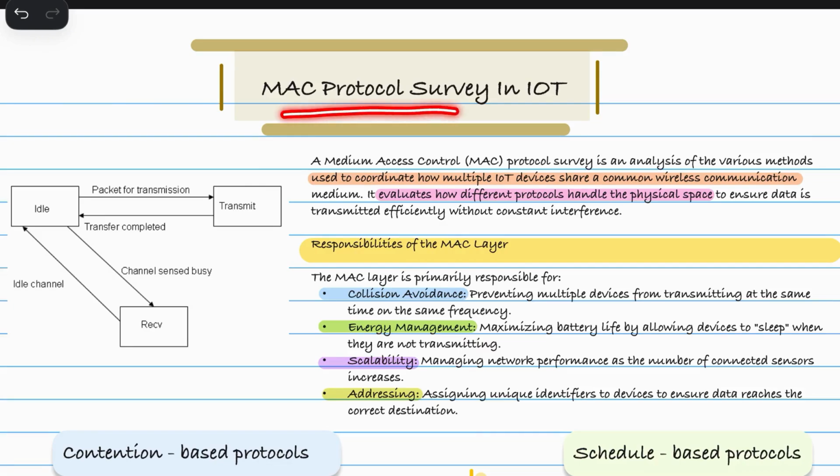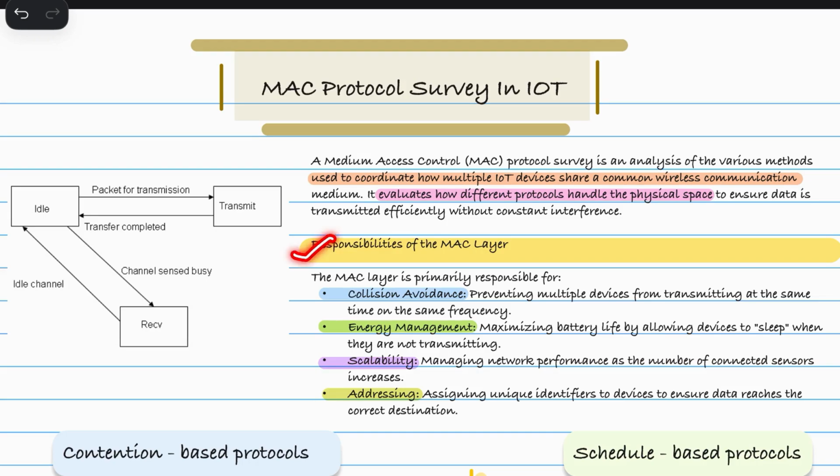So what is a MAC protocol survey? It is an evolution of how different rules manage our shared wireless space. Think of the airways as a single shared highway, right? If everyone drives onto it whenever they want, without lanes or traffic lights, you get an immediate multi-car pileup, right? So the MAC layer acts as the civil engineering department of our network. Basically, it coordinates how multiple IoT devices share a common wireless channel, and it also evaluates how different protocols handle the same physical space.